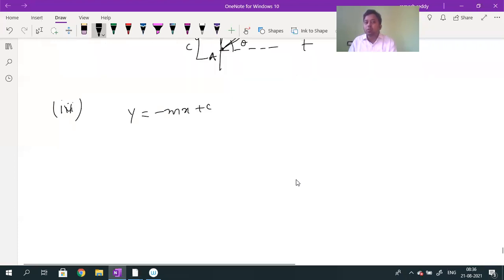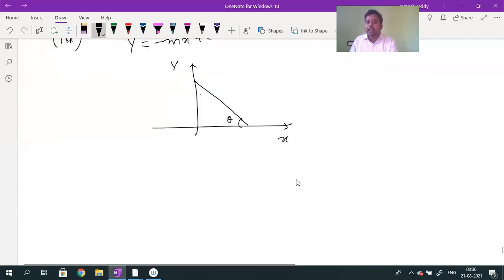Whenever y is equal to minus mx plus c, if I plot the graph between y and x, the graph is a straight line with a negative slope. A negative slope means that with increasing x value, the y value decreases. If I want to calculate the angle made by the straight line with the horizontal, what is the slope formula? Slope is given by tan theta. Slope is equal to tan theta. The formula is y2 minus y1 divided by x2 minus x1, the change in y coordinate by change in x coordinate.